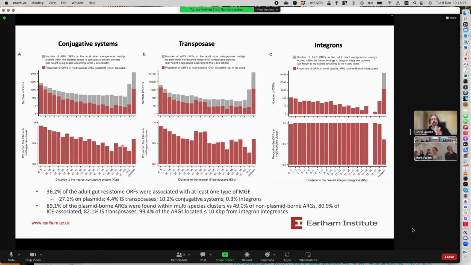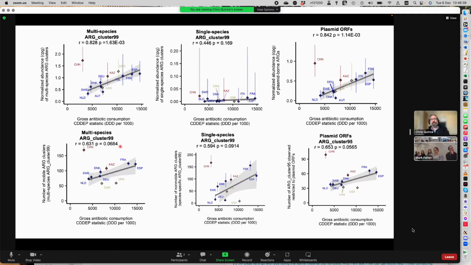That's actually here. So the closer you are to one of these mobilizing elements, the more likely we are to define it as mobile based on the taxonomy. So yeah, that was reassuring. And in terms of our comparison with the country level data, it means that we could split the ARGs up into mobilized, multi-species, single species, or plasmid associated.